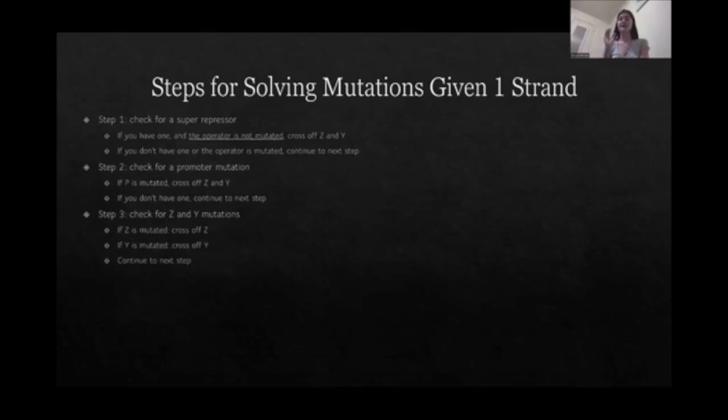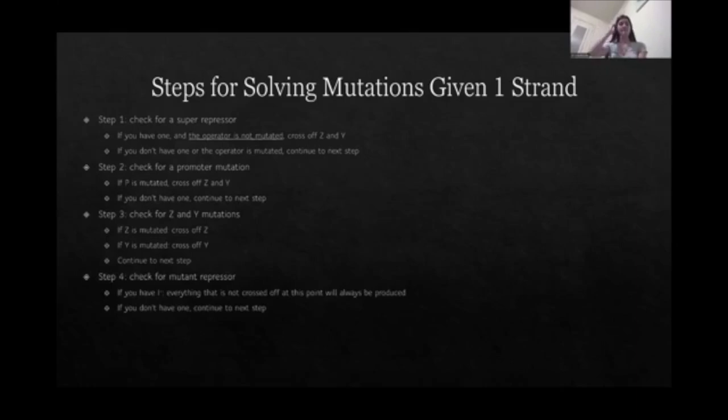Step 3, we're going to look at just Z and Y, and we're going to see if either of them is a minus. If either of them is mutated, cross it off, and then go to the next step. And if at any point you cross off both Z and Y in the strand, that means that that strand is not going to produce Z or Y no matter what.